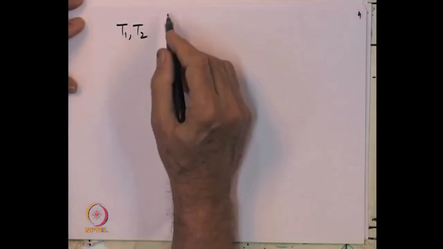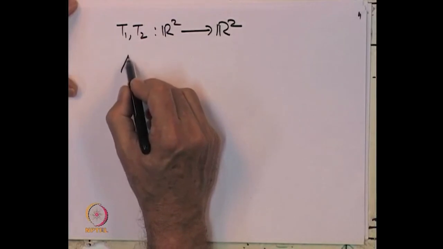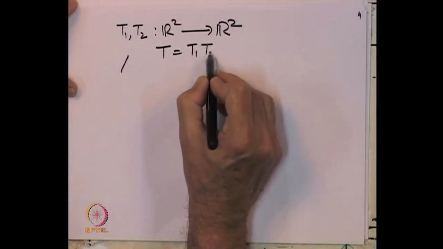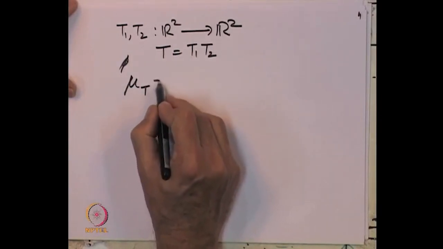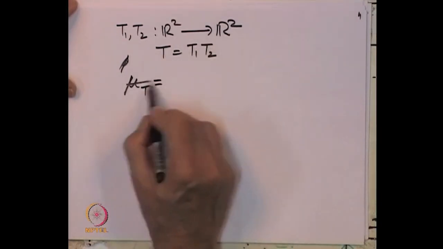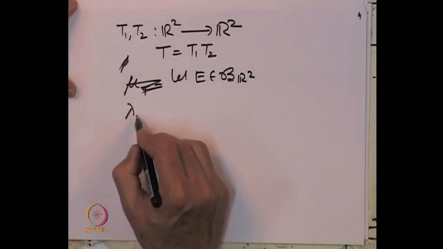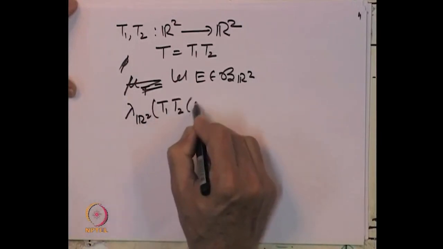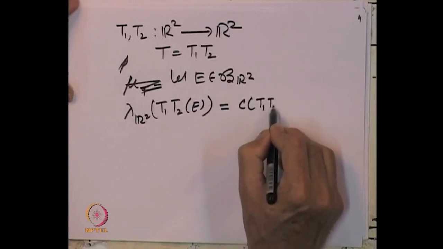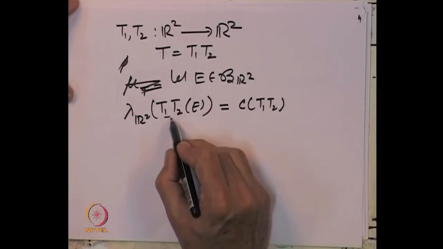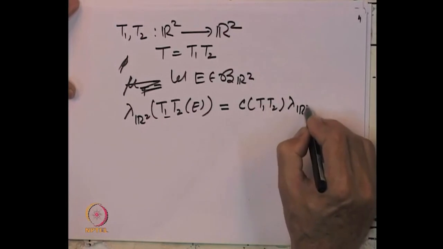So, T 1 and T 2 are transformations from R 2 to R 2, right. So, let us write T is equal to T 1 T 2. Then, to compute C of T, we are going to look at the measure mu of T. Let E be any Borel set. So, let us look at lambda R 2 of T 1 T 2 applied to E. By definition of the constant C of T 1 T 2, because T 1 T 2 is a linear transformation, this composite applied to E should be equal to C of T 1 T 2 times the Lebesgue measure of the set E.